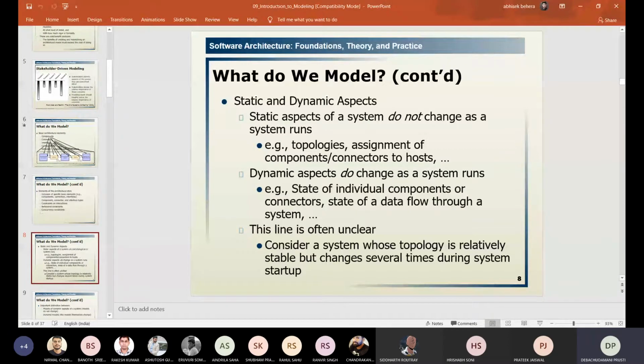Consider a system whose topology is relatively stable but changes several times during the system startup. So these are some deviations or violations of the static and dynamic aspects. It means the topology is a static aspect, but once the system has started, it also changes several times. So these are some confusions again associated with modeling.